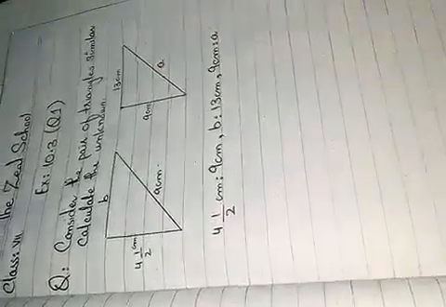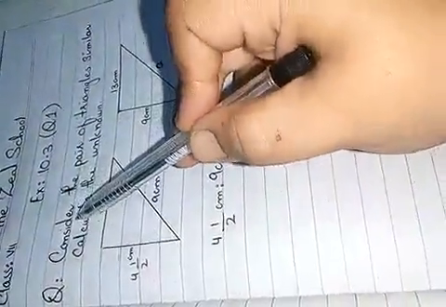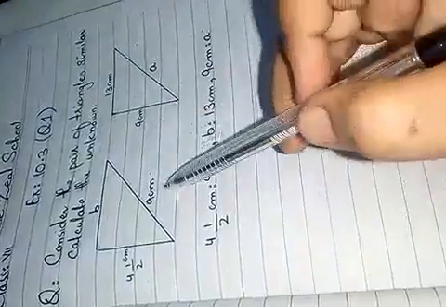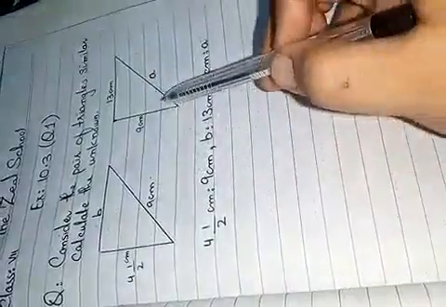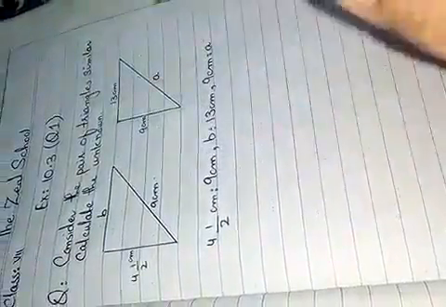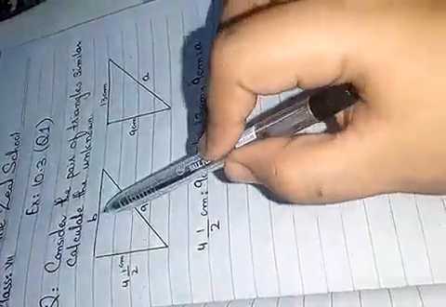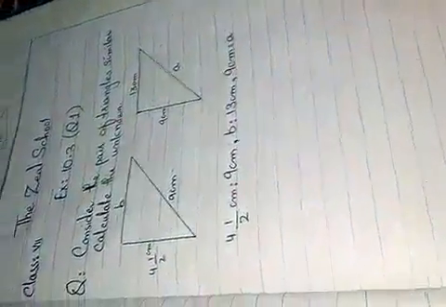Let's move to our second question, which is exercise 10.3, question number 1. Consider the pair of triangles similar. Calculate the unknown. We have two triangles and we have to consider that these two triangles are similar. And we need to find the unknown values, which are B and A.